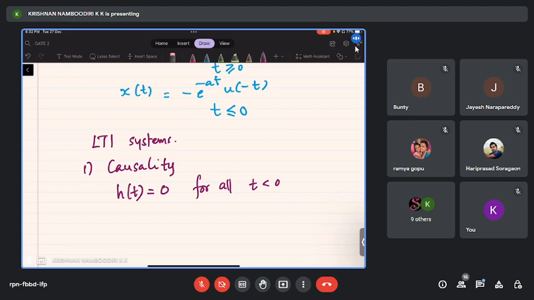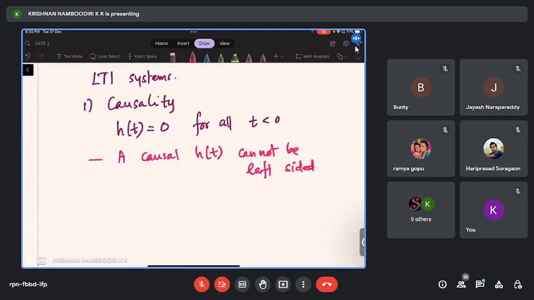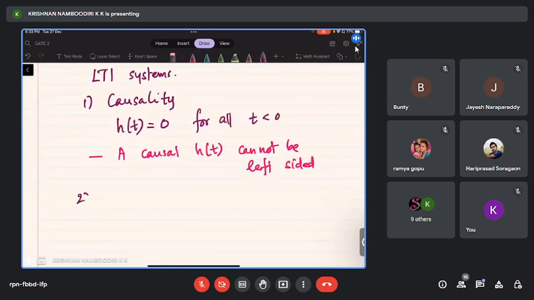A finite duration signal starts from some t equal to a and does not have any non-zero value after some t greater than or equal to b. That means the duration is limited. For such signals, we generally don't use the terminology left-sided or right-sided. So in general, a causal h of t cannot be left-sided. It can be either right-sided or of finite duration. Now, the second property is stability.